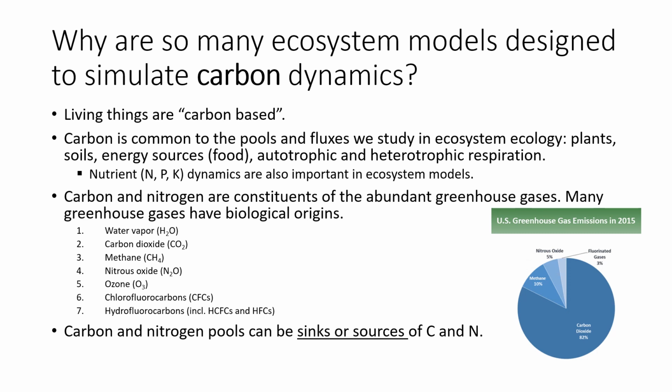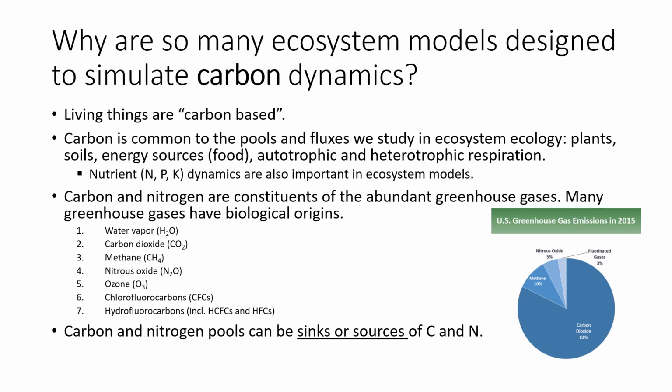For instance, water vapor, carbon dioxide, methane, and nitrous oxide are the top four most abundant greenhouse gases according to this 2015 diagram of US greenhouse gas emissions. And these are all represented in ecosystem models.